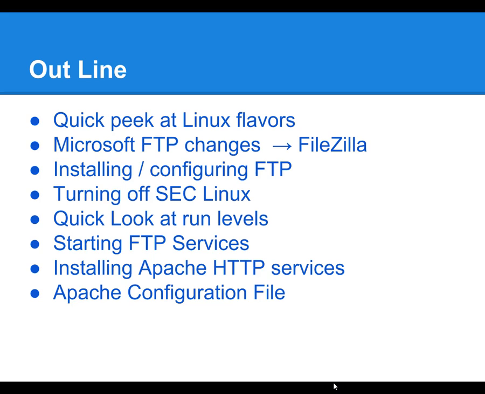The outline for this webcast is that we're going to take a quick peek at the Linux flavors. We're going to introduce the Microsoft FTP changes and why I chose to use FileZilla instead of the Microsoft FTP client. We're going to look at installing and configuring the FTP server. We're going to look at turning off the security Linux feature, and we're going to take a quick look at the run levels of a Linux box. We're going to look at how we would start the FTP services once they're installed. We're going to take a look at installing the Apache web service, and we're going to mention the Apache configuration file.